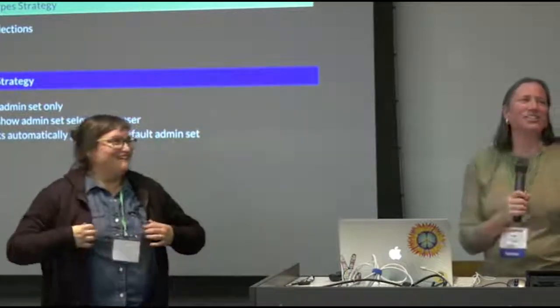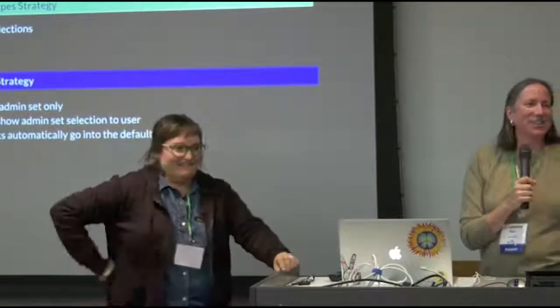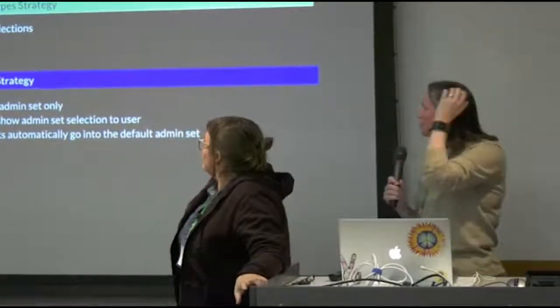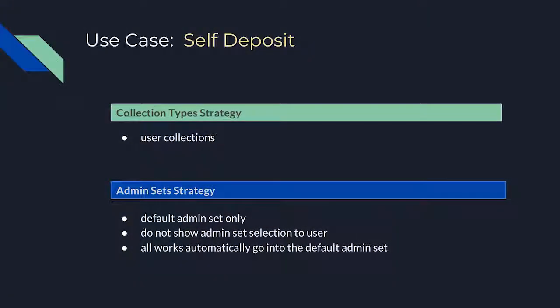Oh, there are a couple other things on mine. Sorry, yes. So then I just went through and grouped them based on the blocks. So we have user collections for collection types. I also probably should have put admin sets in there, but we have this admin set strategy piece that's sort of treating the admin set slightly differently with the default admin set, do not show admin set selection.